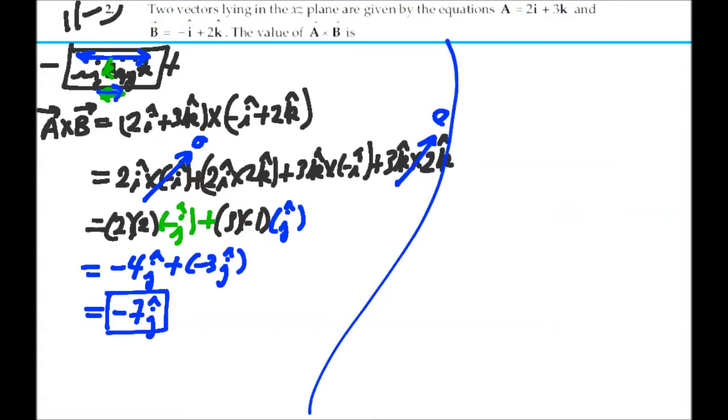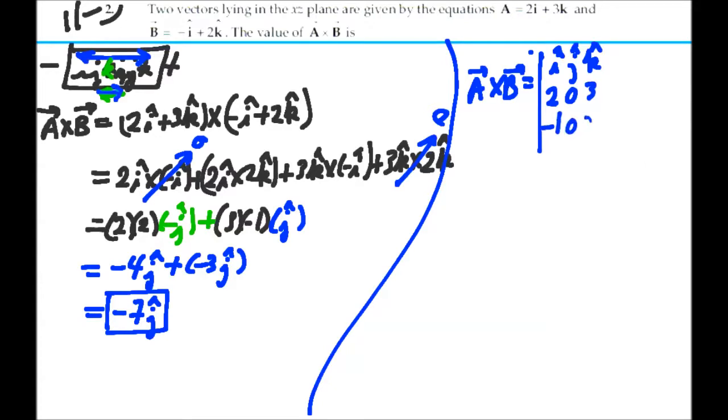Here's an alternate way of doing this problem. If we use the determinants, a cross b would be equal to ijk, and then our coefficients are 2i and 3k, so I'm going to have a 2, 0, 3. And for b it's a negative i plus 2k, so I have a negative 1, 0, 2. I'm going to repeat the first two columns. So I have an i and a j here, 2, 0, negative 1, 0.